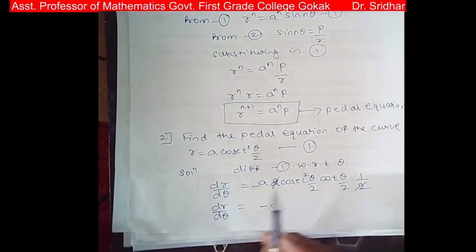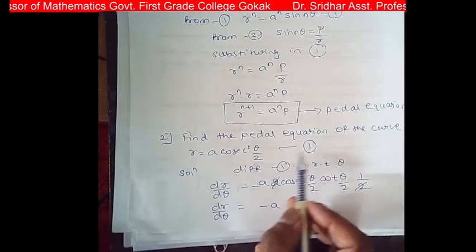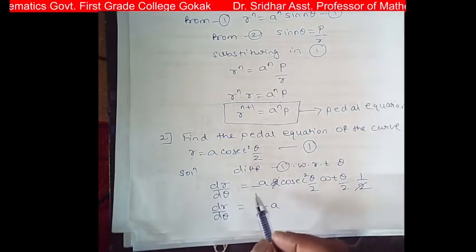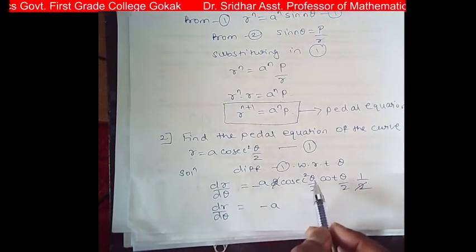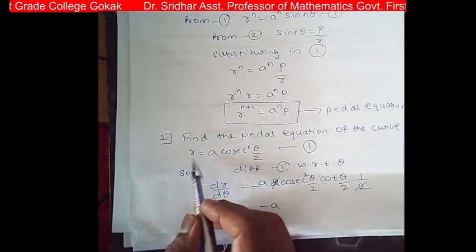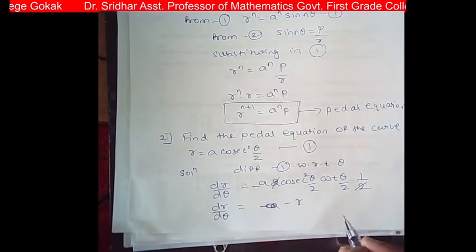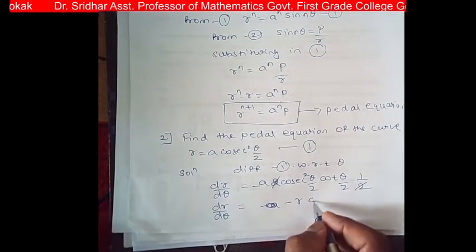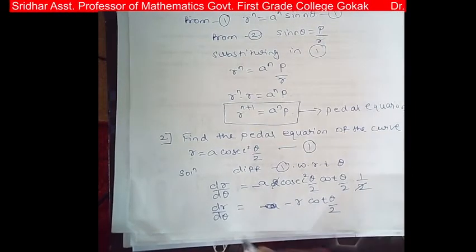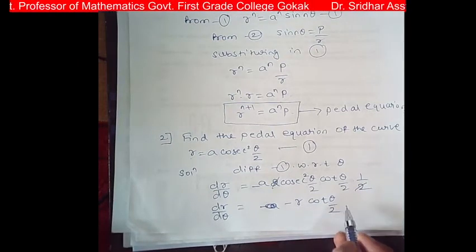Okay, now see here, this minus a cosec square theta by 2 is nothing but r, from 1. So here, minus a cosec square theta by 2. So a cosec square theta by 2 is equal to what? R. So replace this here, which gives minus r into this cot theta by 2 as it is. So dr by d theta is equal to minus r cot theta by 2.